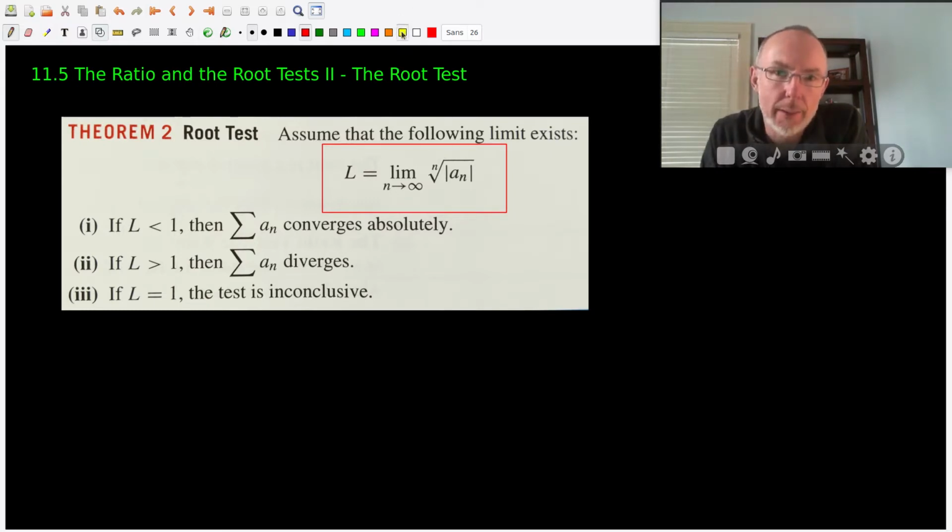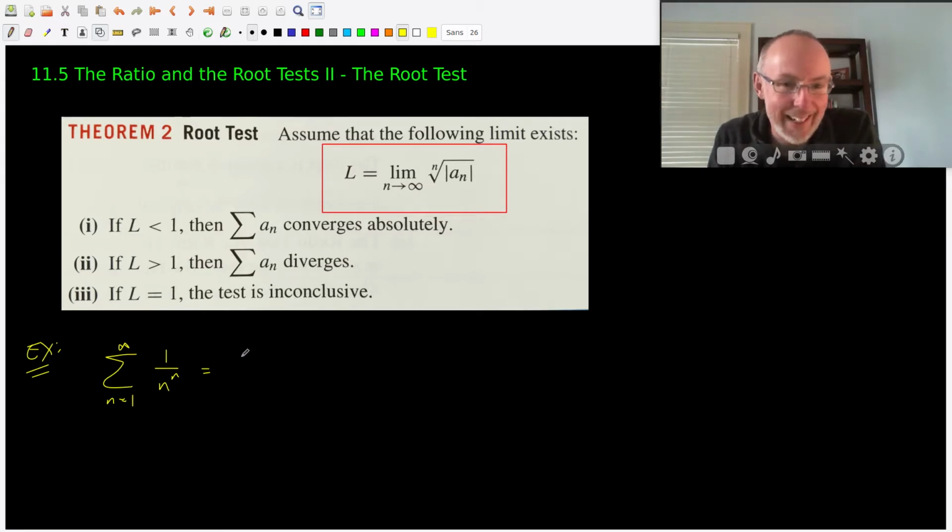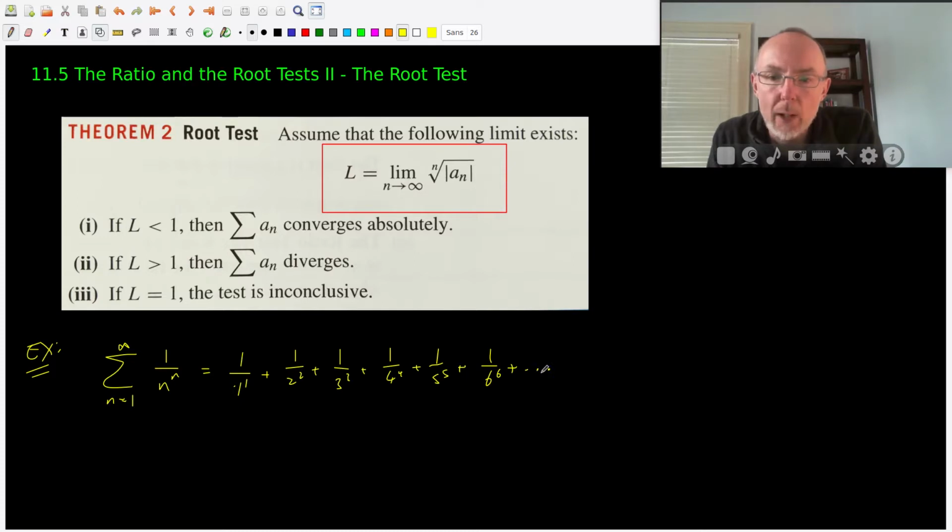Right? So to think about what that might mean, if we look at a series that has the form 1 over n to the n, so this is 1 over 1 to the 1, and then 1 over 2 squared, and then 1 over 3 cubed, and then 1 over 4 to the 4, and then 1 over 5 to the 5, and then 1 over 6, you get the idea, right? And that goes on forever. The power of the root test is that it looks at the limit of the nth root of the nth term. So in this series, the nth term is 1 over n to the power of n.